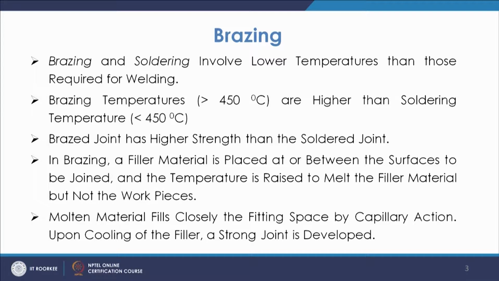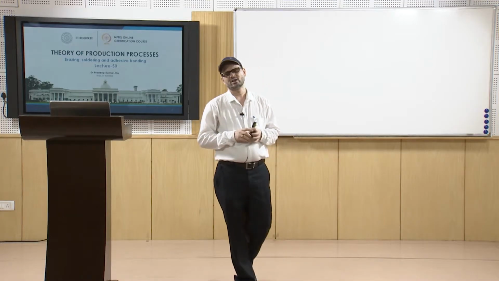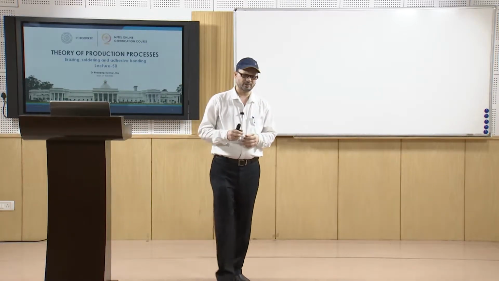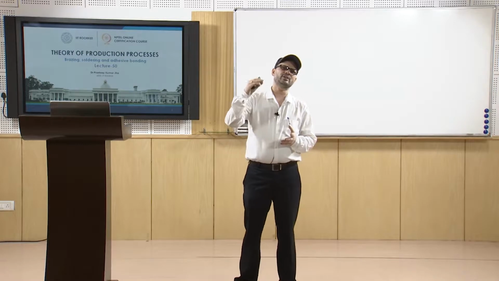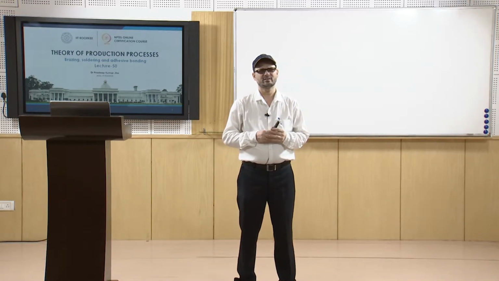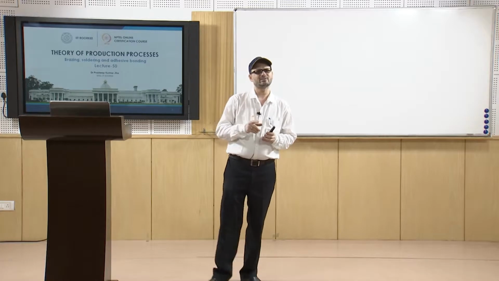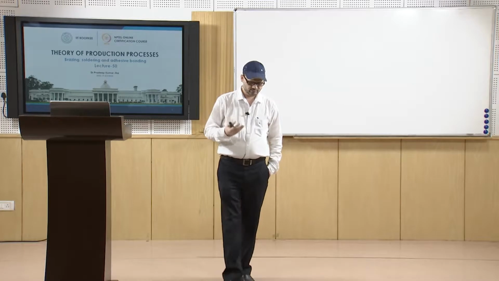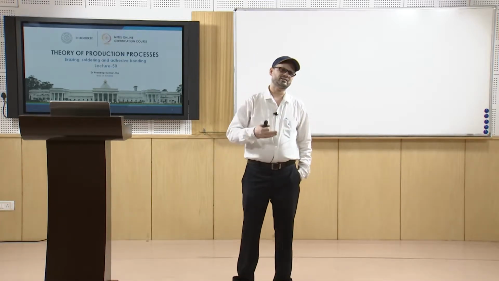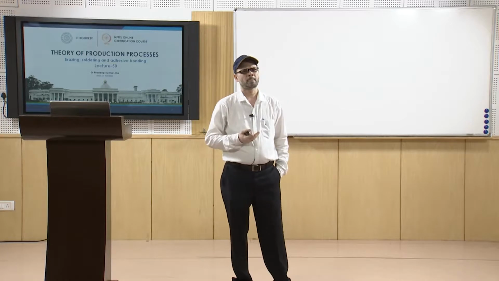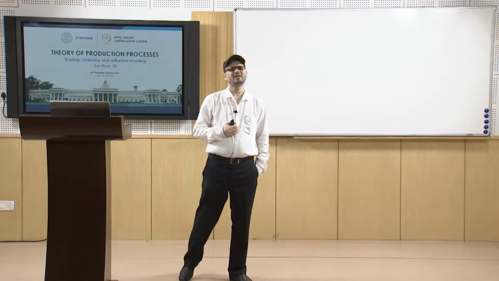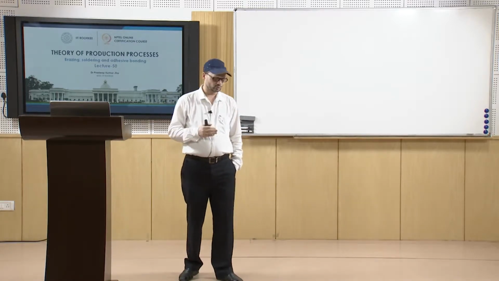Depending upon the melting temperature of these alloys, you have either the category of brazing or soldering. In brazing, the melting point is more than 450 degrees centigrade in general, and in soldering it is less than 450 degrees centigrade. Quite obviously, the braze joint, since it has a higher melting point, will have higher strength than the soldered joint.